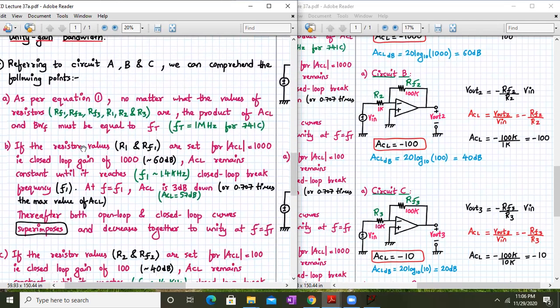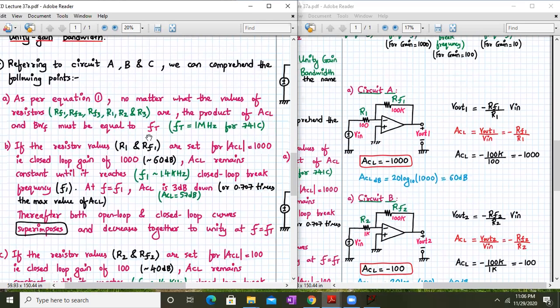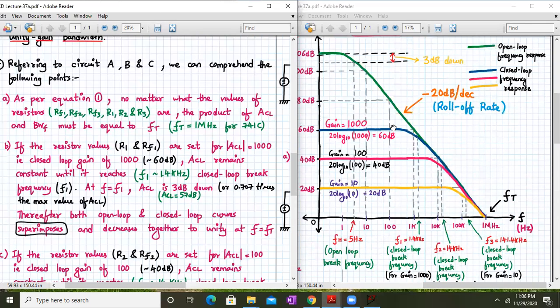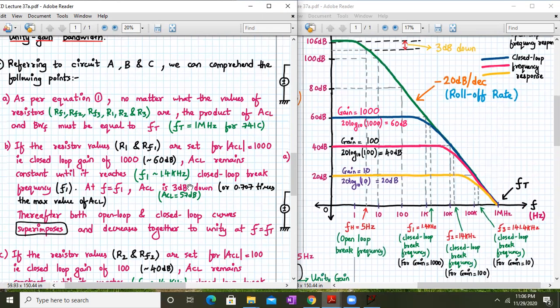Now let's concentrate on circuit number 1. If the resistor values R1 and RF1 are set for a gain of 1000, that is a closed loop gain of 60 dB, ACL will remain constant until it reaches the closed loop break frequency F1. Let us come back over here. This will remain almost constant at 60 dB until it reaches the closed loop break frequency of 1.4 kilohertz, and this will happen at 3 dB down.